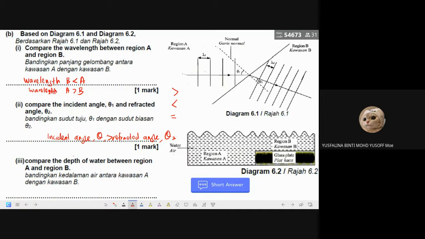Next you have to compare the depth of the water, region A and B. So the depth of the water region A is bigger than the depth of water region B. Or you can say the depth of the water region B is smaller than the depth of the water region A. Also can, vice versa.